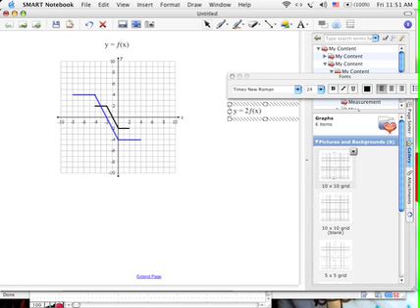Here's the answer. If we look carefully, we've seen that the y-coordinates have changed. The old y-coordinates lived at 2 and -2. The new y-coordinates are at 4 and -4. They've doubled, so it's a 2f of x.